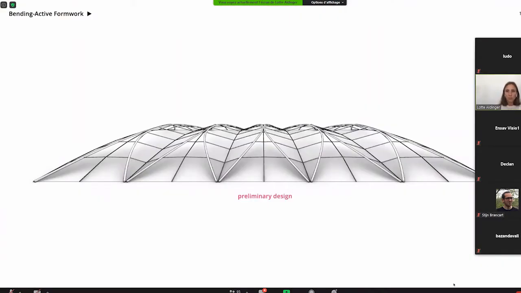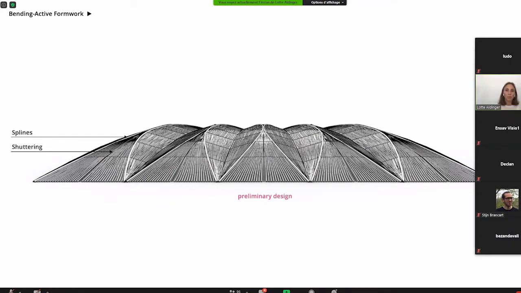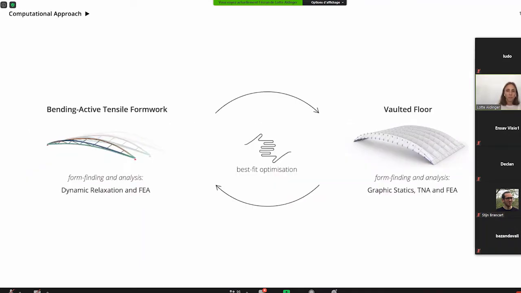So the formwork would consist of a network of actively bent splines, on top of which then the shuttering is placed. And overall, it's a system of single curved developable elements, not to complexify fabrication too much. However, the fabrication is very low tech, but of course the computational approach must be high tech because we have to achieve the funicular form of the floor, and we have to find accordingly the bending active spline network.